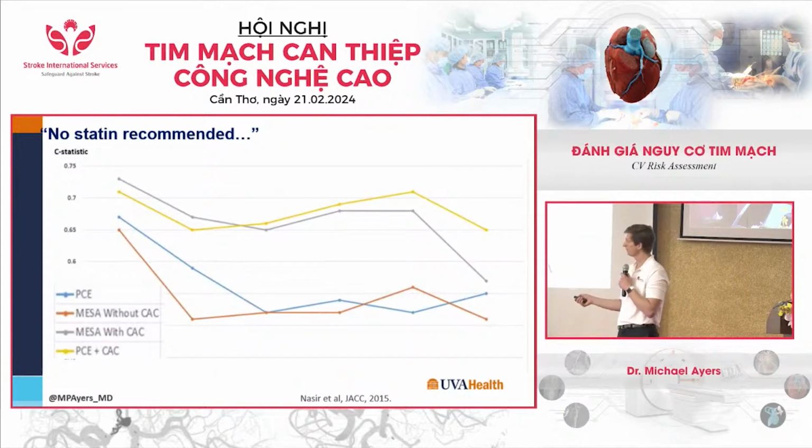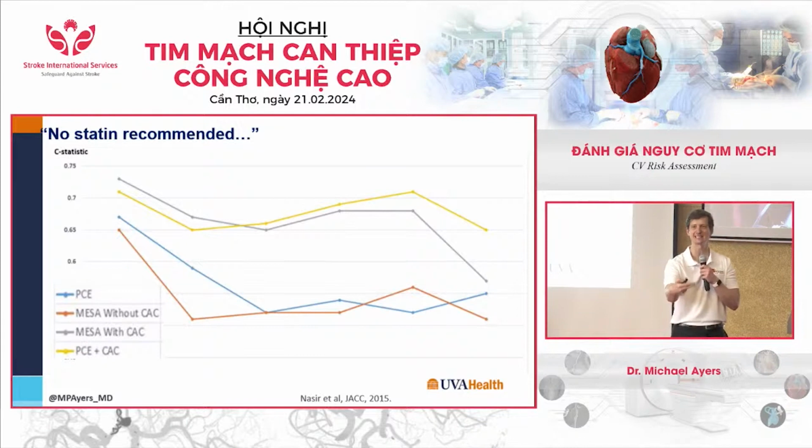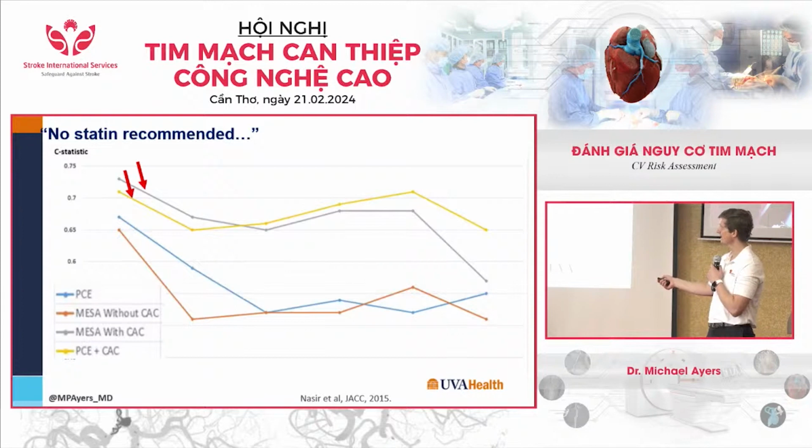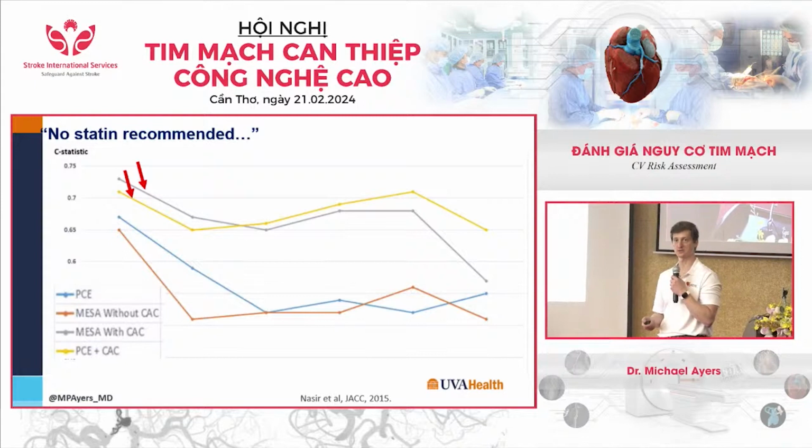This hammers that point home. This is the pooled cohort equation and the MESA calculators, and it's comparing how well these perform with and without including calcium data. For those of you who aren't familiar, C statistic is a way of saying how good is my test at predicting what it's supposed to predict. And you can see here, when I add calcium score, I do much better at predicting outcomes than when I don't. Makes you want to go out and get a calcium score, doesn't it?